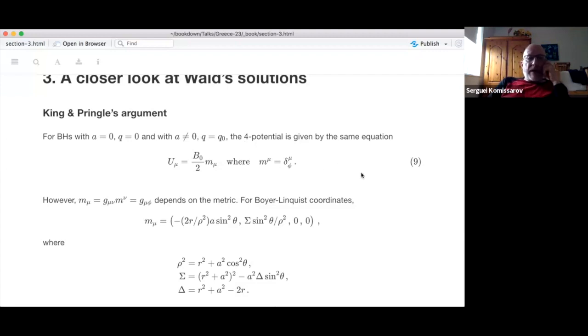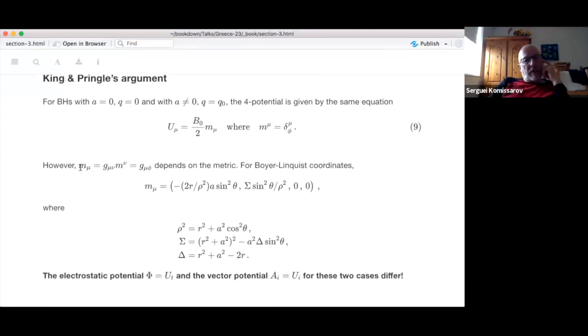Okay, right. But for us, what's important are the covariant components of the four-potential, and they're given by the covariant components of the Killing vector. And when you calculate the covariant components from the contravariant, you use the metric tensor. And you end up with the covariant components being given by the components of the metric tensor. And therefore they depend on the metric. For the Boyer-Lindquist coordinates, those are the components.